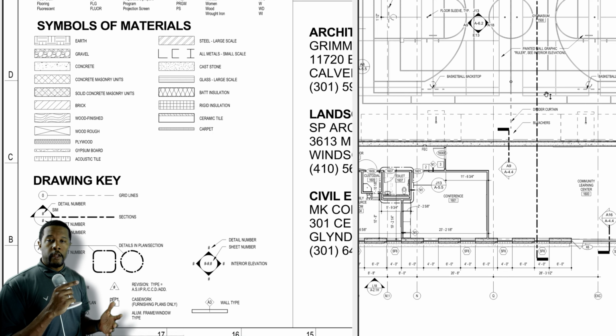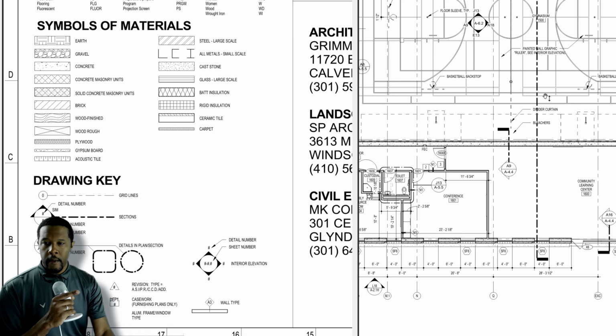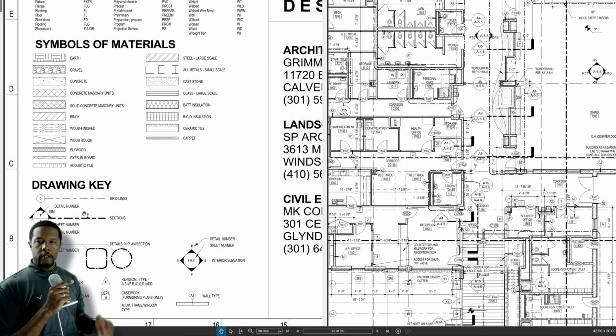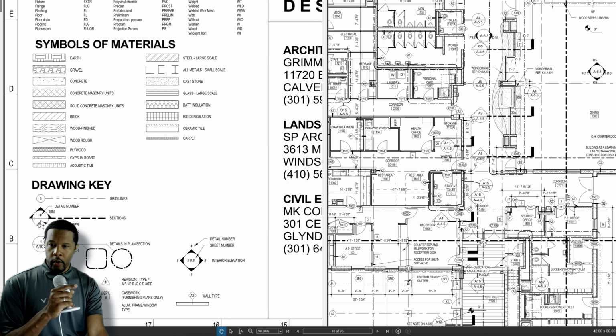Pay attention to your grid lines, because if you jump around to different drawings and different details, you can always reference the grid lines to make sure you know where you're at and you're looking at the same thing. Let's get familiar with some of these symbols. Okay, so this is an important one that you'll see.